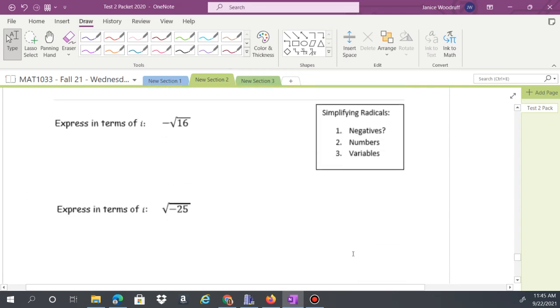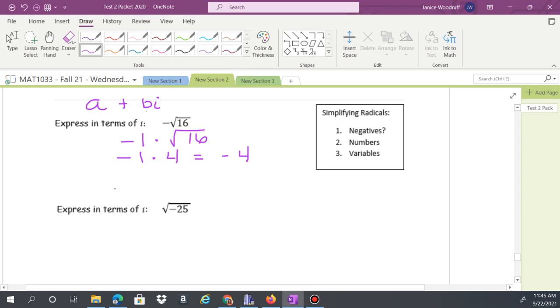So if we look at just a couple of problems here, you have negative square root of 16. There's no negative underneath the radical here. This is just -1 times the square root of 16, which is 4. So this is just -1 times 4, so -4. Okay, if it asks you to express it in terms of i, you're going to write it like it was on the previous page, where it was a plus bi. So that's what it's asking you to write all these answers as.